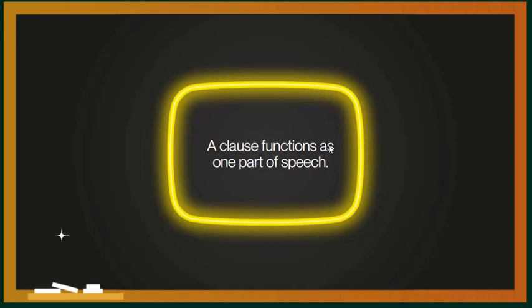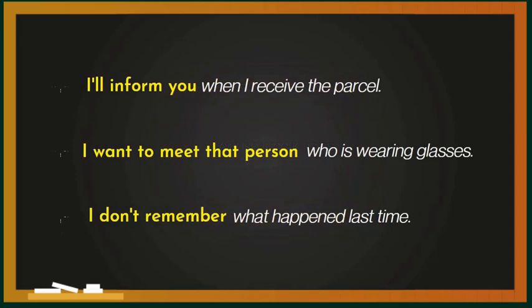A clause functions as one part of a speech. Now, this is something really interesting to understand. Look at these examples now, please. I'll inform you when I receive the parcel. I'll means I will. So here we have a subject and a verb, will inform. I will inform. So, according to the definition, this is a clause, a subject and a verb is here, and this is a group of words, so this is a clause.